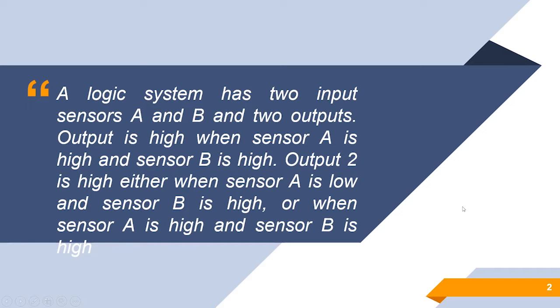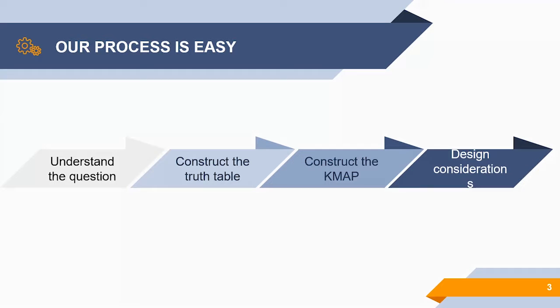This is our question. A logic system has two input sensors A and B and two outputs. Output 1 is high when sensor A is high and sensor B is high. Output 2 is high either when sensor A is low and sensor B is high, or when sensor A is high and sensor B is high.